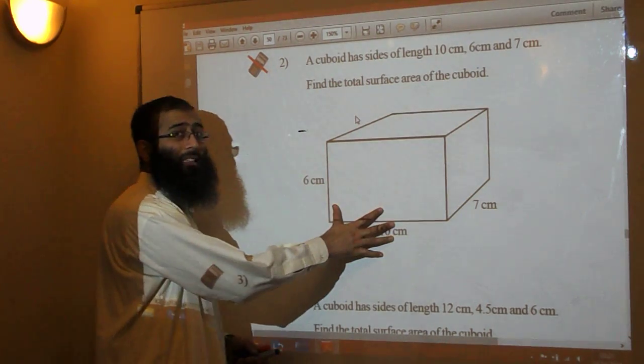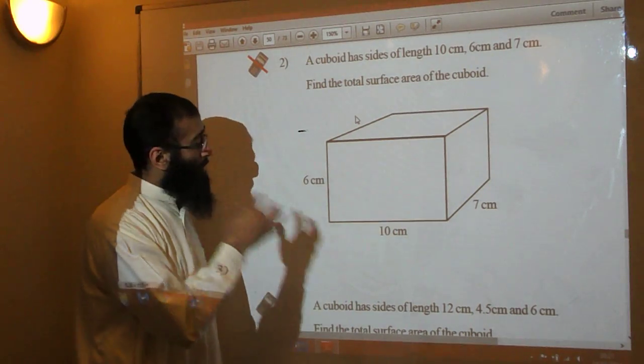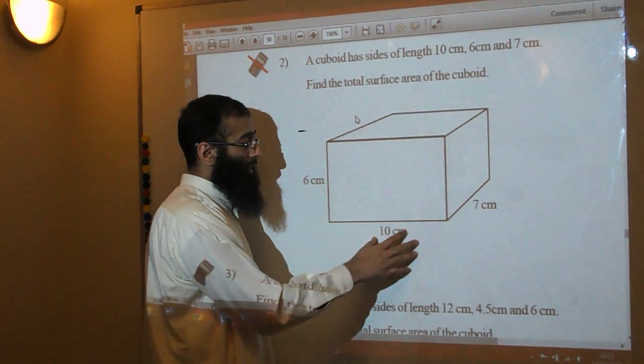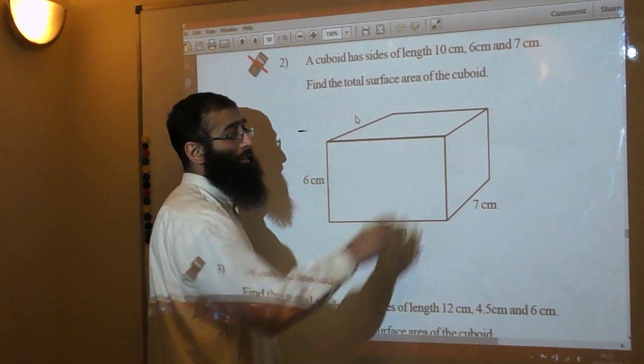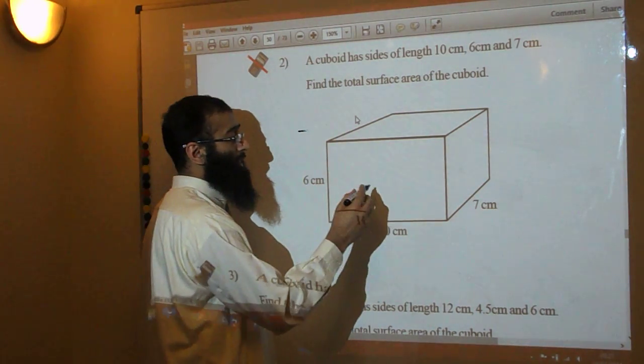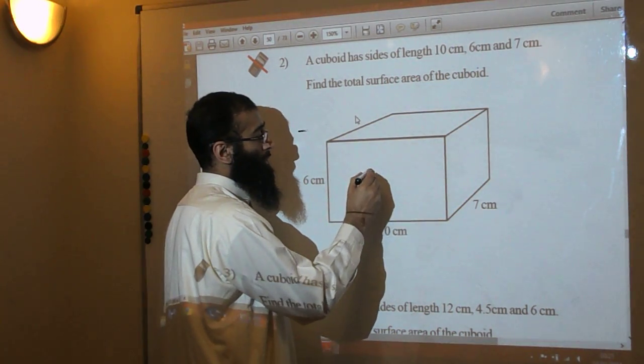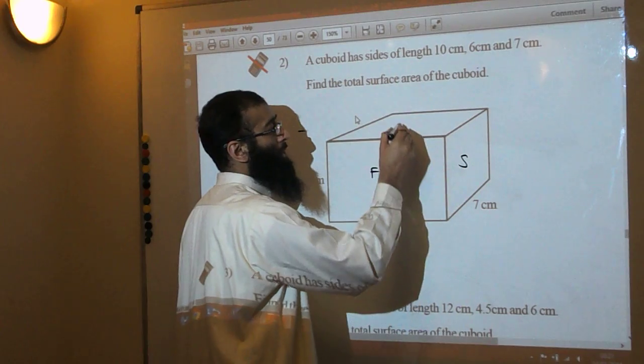Right, let's have a look at this second example here. Now, as you can see, this is a cuboid, not a cube. So we have different size rectangles on the faces. Now, we're going to look at this question in a way that I'm going to call this here our front, this side, and this is the top. So this is the front, side and top.